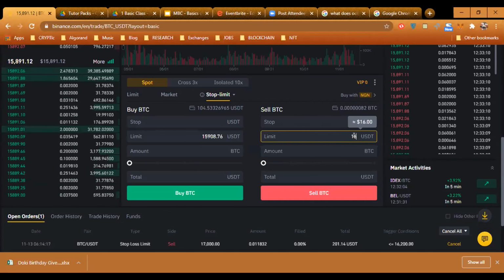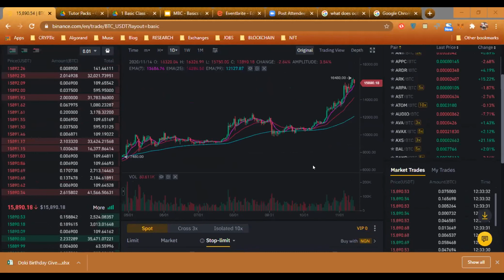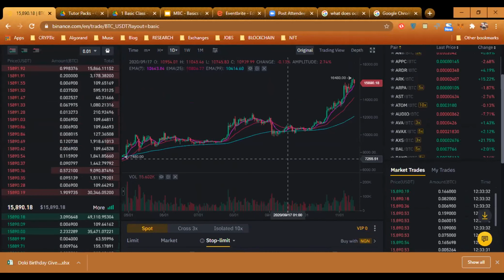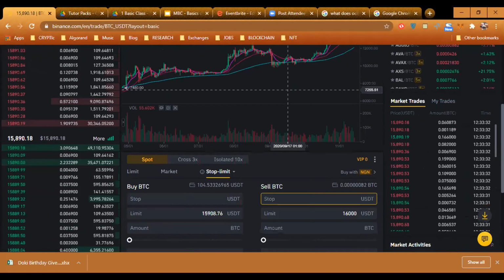What if Bitcoin drops from that 15,900? Because at the moment, I'm predicting that the price will go up. What if the price comes down instead of going up? It means that my order will not execute and the value of my Bitcoin would reduce.